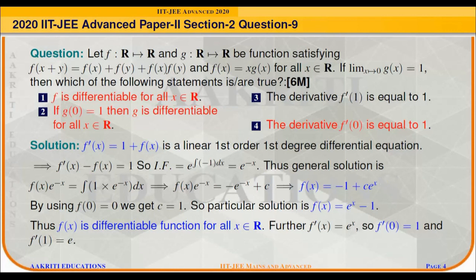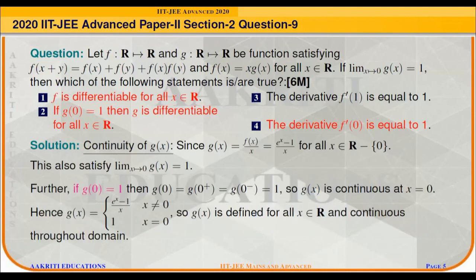Since f of 0 is equal to 0, by substituting the same we will get c is equal to 1, and thus it will give the particular solution as f of x is equal to e raised to the power x minus 1. It can easily be verified that this function is differentiable for all x belongs to R. Further, it will give f prime of x is equal to e raised to the power x, and hence f prime of 0 is equal to 1 and f prime of 1 is equal to e.